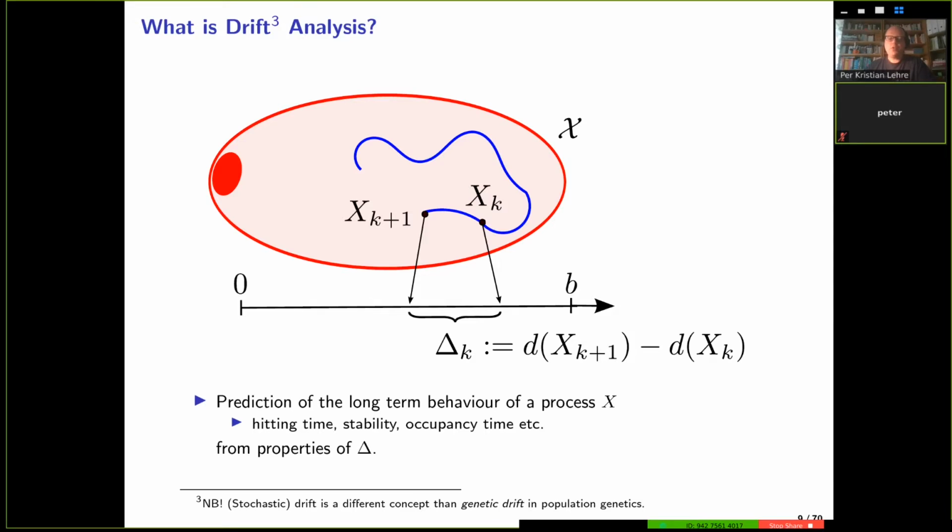So it's important to note that stochastic drift is a different concept than genetic drift in population genetics. It's an unfortunate clash between concepts, but stochastic drift is very well established in theory of stochastic processes, and also genetic drift is very much established in population genetics, so it's difficult to choose different terms here.